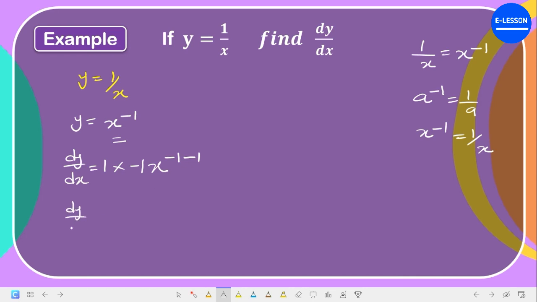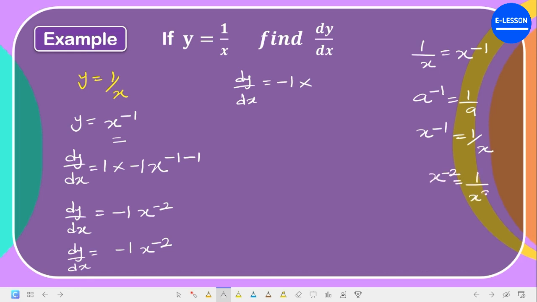So your dy over dx is equal to 1 times minus 1, which is minus 1. Then we have x, minus 1 minus 1 is minus 2. So dy over dx is equal to minus 1 x raised to the power of minus 2. Now this can also be written as dy over dx is equal to minus 1 times, now x raised to the power of minus 2 is still the same thing as 1 over x squared, because a raised to the power of minus n is the same thing as 1 over a to the n.